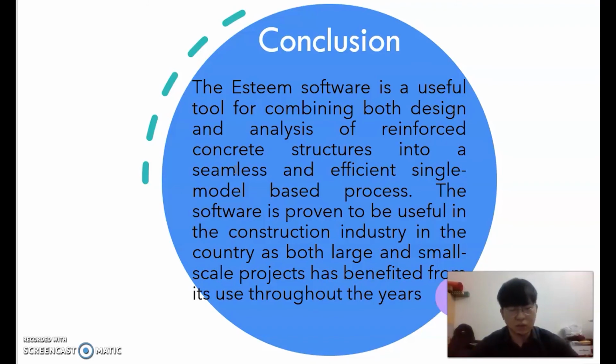So the design follows the standard code and guideline used in Malaysia for reinforced concrete buildings, which consist of Eurocode 1 and 2. So the manual calculation for each type of structural member based on the Eurocode standard is also done to be compared with the result from the Esteem. So that's all. Thank you.